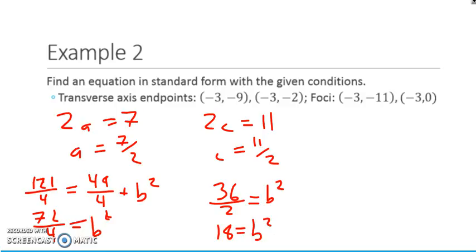So we should have enough information to fill in our graph. Now on this one, the foci or the transverse axis points, either way, you can see that the x values aren't changing. It's going up and down for the transverse axis and for the foci, which means that it must be the up and down hyperbola case again. So I'm going to do the one that starts off with y squared.